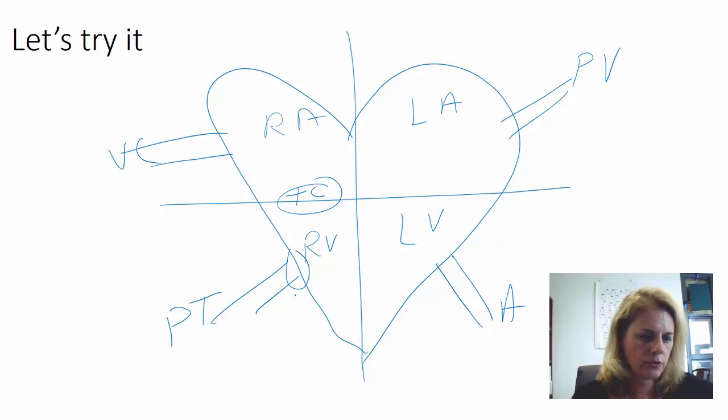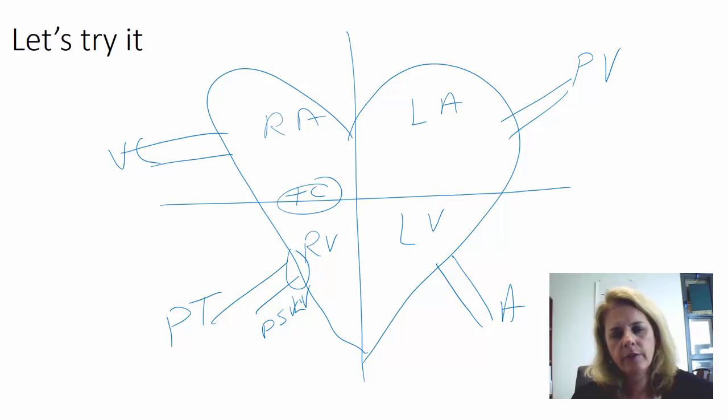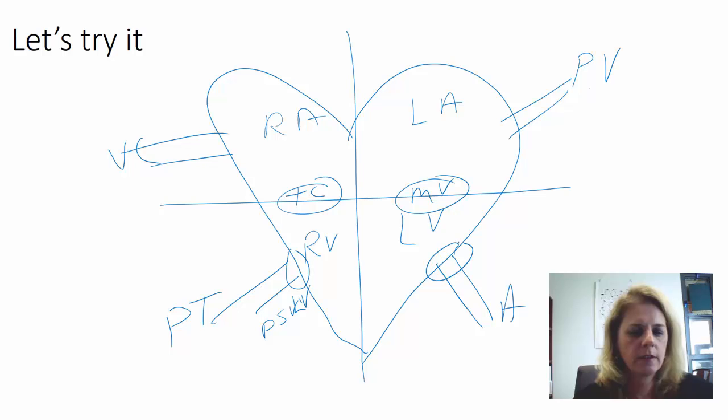Is there a valve as blood goes from the right ventricle out to the pulmonary trunk? Yes, that's your pulmonary semilunar valve, okay? Is there a valve as blood's coming from your pulmonary veins to your left atrium? No. Is there a valve from your left atrium to your left ventricle? Yes, your mitral valve. Is there a valve going from your left ventricle out your aorta? Yes, that's your aortic semilunar valve.